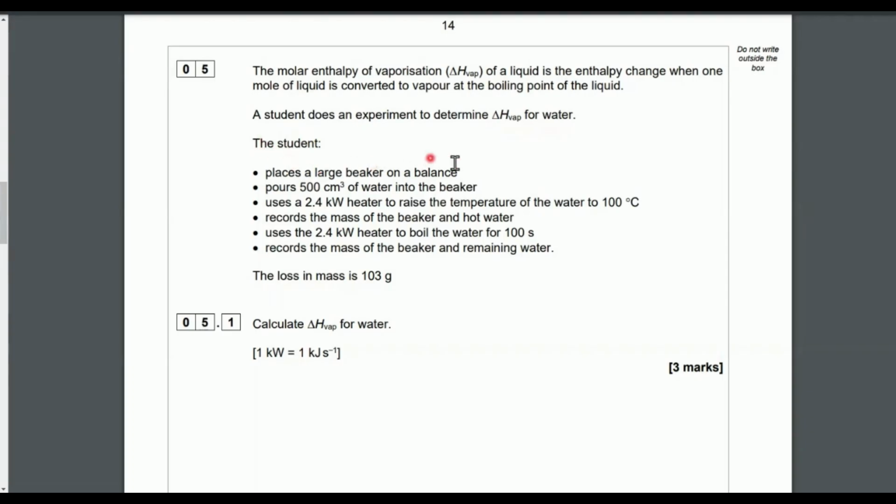The student places a large beaker on a balance. They pour 500 centimeter cubed of water into the beaker.